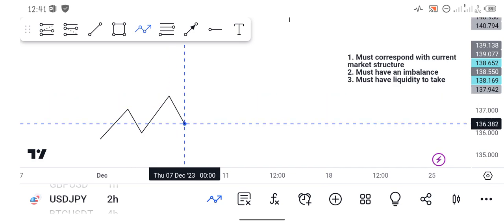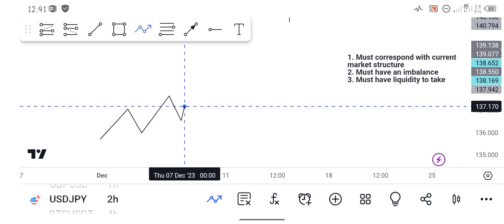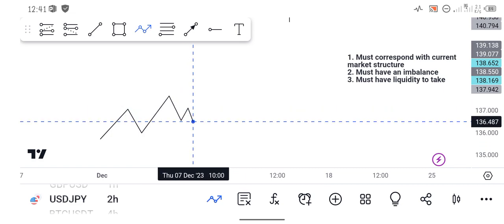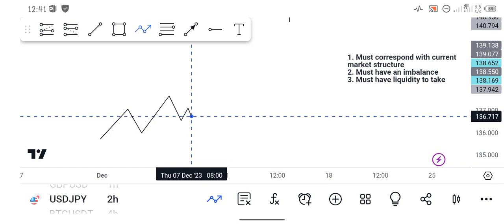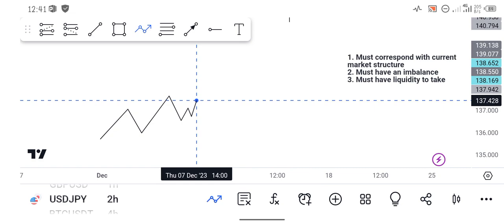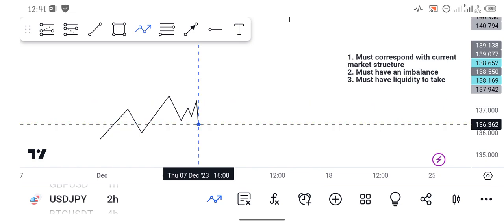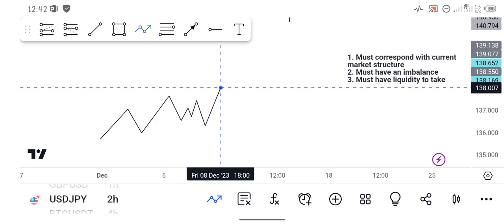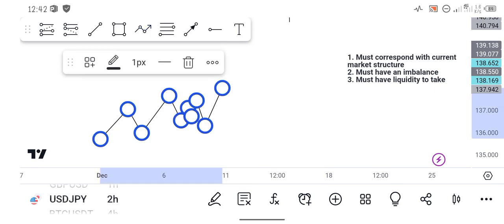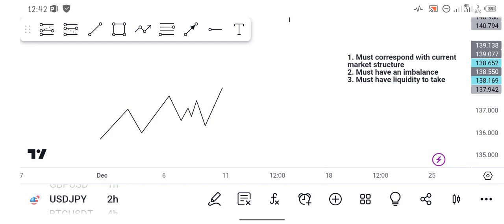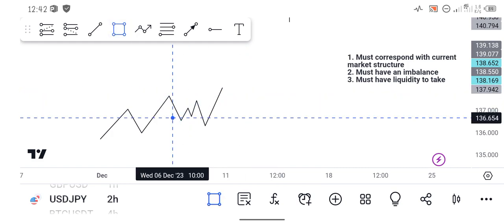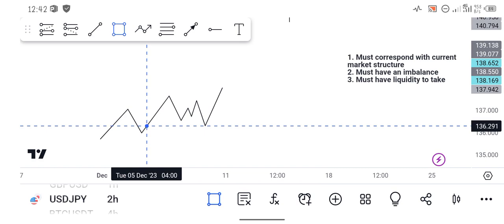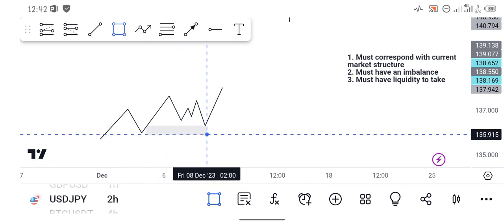Then it came down, met with a supply zone, came down here again, probably met with an internal demand zone, then did something like this again, met with a supply zone, and then came down, did an inducement, took out the liquidity, and boom, went our way. This is how to select a valid order block. Let's assume this is our supposed order block.